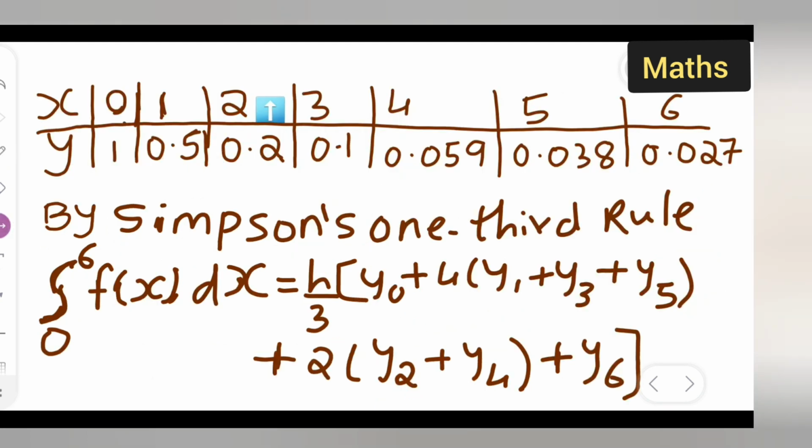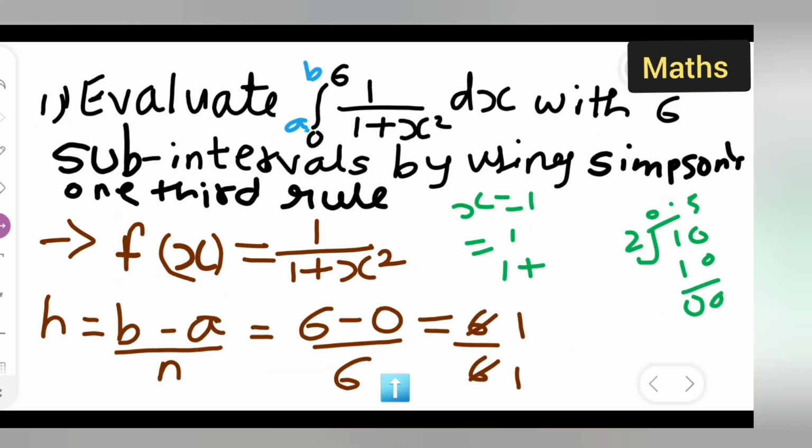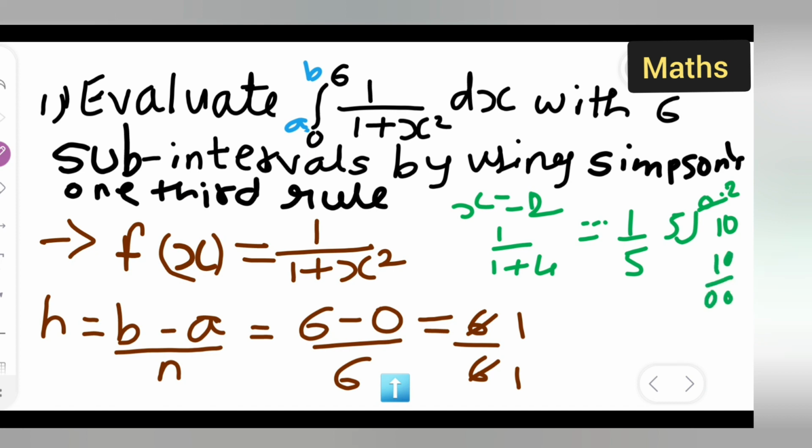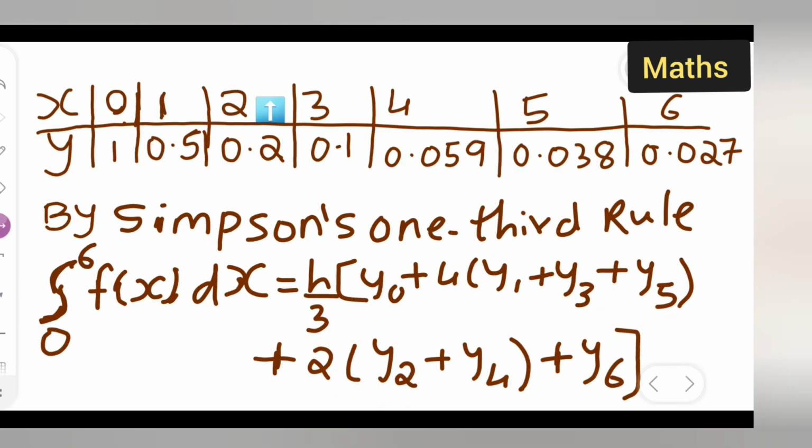Then put x equal to 2 and see what answer you are going to get. If you replace x by 2, this equation will turn into 1 upon 1 plus 2 square, which is 1 plus 4, so it will be 1 upon 5. Then divide: 5 twos are 10, so you get 0.2. This is the way you will get 0.2.